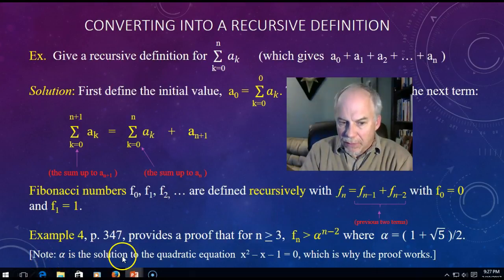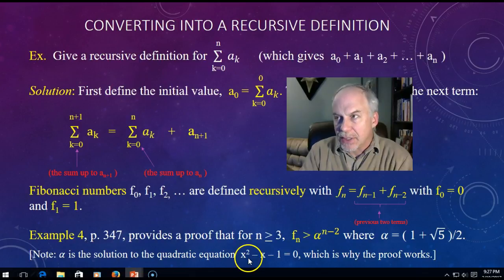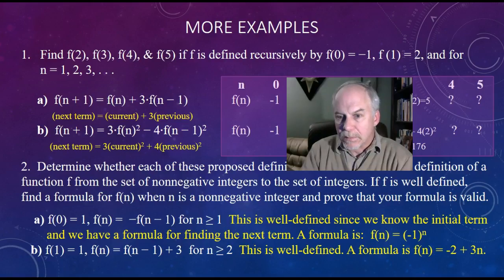But it comes from the fact, and I make a little note here, that alpha is the solution to the quadratic equation x squared minus x minus 1 equals 0. And there's a reason why you come up with that equation when you do the proof. But you could take a look at it on page 347.